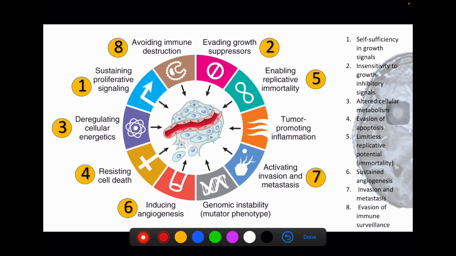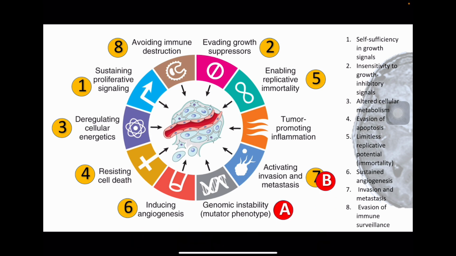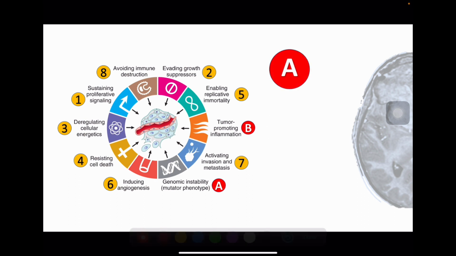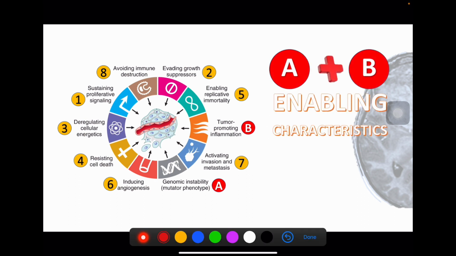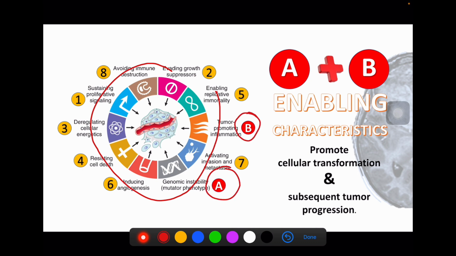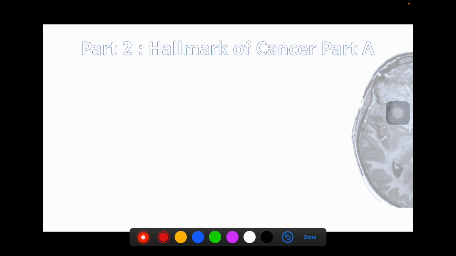However, there are two other features, A and B. They put it together in the hallmark, but these are actually enabling characteristics. What does enabling characteristic mean? It is features that promote cellular transformation and subsequent tumor progression. So basically, all the other characteristics are the main characteristics, and these two are the ones that help the characteristics of the hallmark of cancer.